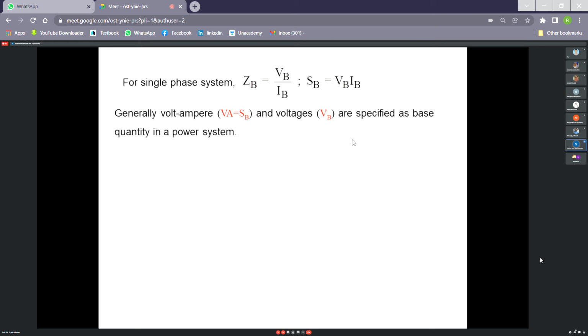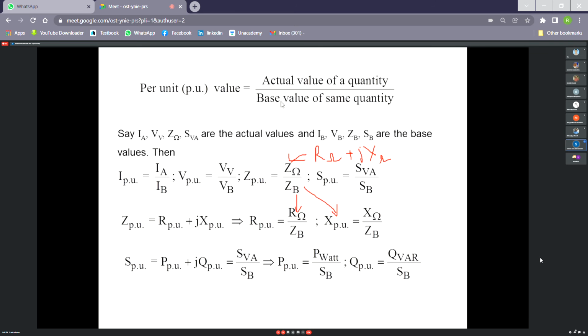Now, base current will not be a complex quantity. Actual current will be a complex quantity. So if we want to calculate the per unit quantities, you see this equation: actual value by base value. Then, for any quantity in power system applications, if we want to get the per unit value, at first we need the base value, and the base value we select.